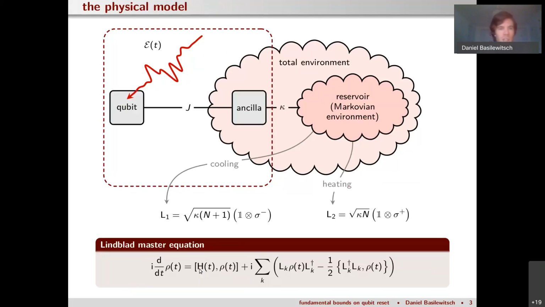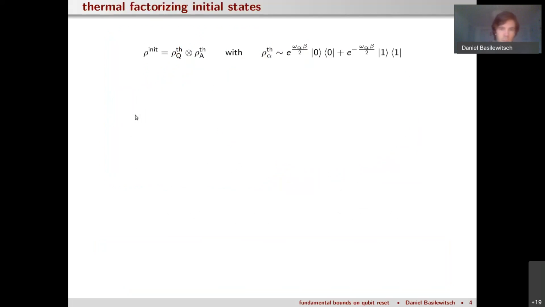And now to check whether we can reset the qubit in such a system, we first started to assume factorizing initial conditions. So we assumed the initial state of the bipartite system to be a factorized state of a thermal equilibrium state of the qubit times the thermal equilibrium state of the ancilla. And for both, the equation for a thermal equilibrium state reads like this. The important point to notice here is that there are two quantities that affect your thermal equilibrium state. On the one hand, it's the energy level splitting of either qubit or ancilla, and on the other hand, it's the temperature of this particular system.